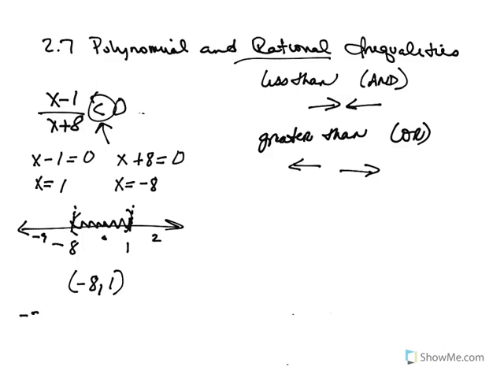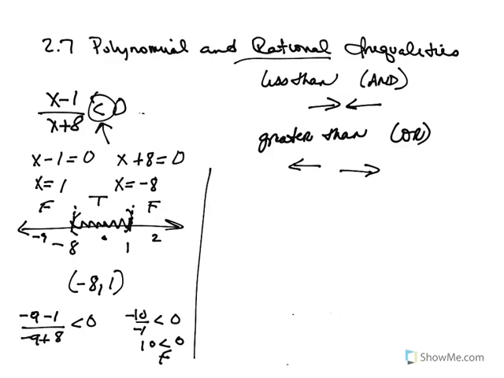So if we test the number -9, we would get -10 over -1, which would be +10 is less than 0, which is false. So that's false, true, false. So the middle is the true. All right.